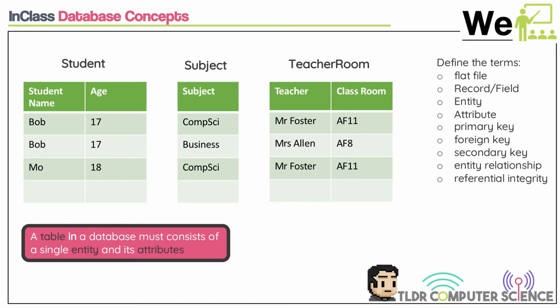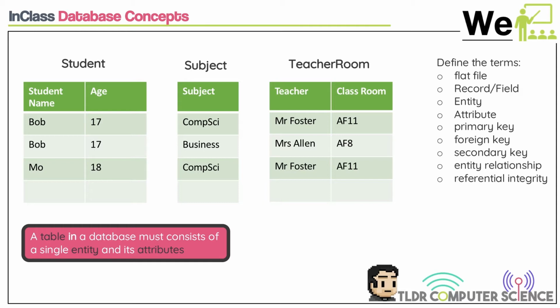And let's come back to this concept here. A table in a database must consist of a single entity and its attributes. That was the rule, was it not? And did our flat file database originally break that rule? It absolutely did, which led to the data duplication and data inconsistency. Now I've formed new tables, and in these new tables, I'm saying that they are individual entities of student, subject, and teacher room, and they have attributes that only relate to that entity. Like I say, you could make an argument about a classroom that's not directly related to the teacher. I get that. Typically you'd also have a lot more attributes than this, but I don't want to pile too much stuff into this little presentation.